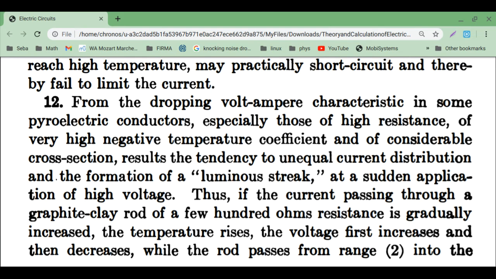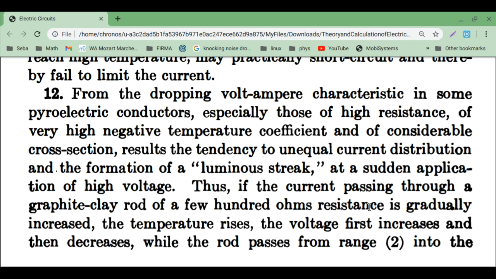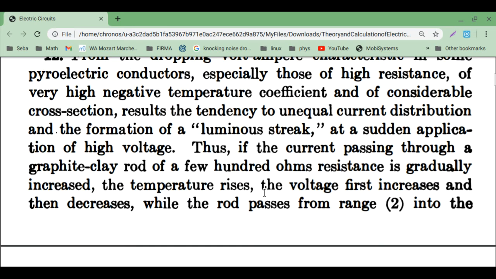From the dropping volt-ampere characteristic in some pyroelectric conductors, especially those of high resistance or very high negative temperature coefficient and of considerable cross section, results the tendency to unequal current distribution and the formation of luminous streaks at a sudden application of high voltage.